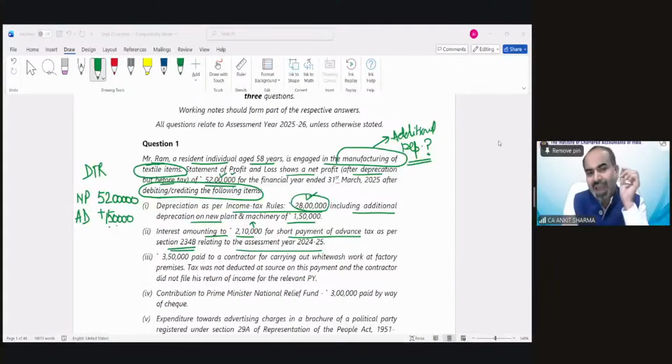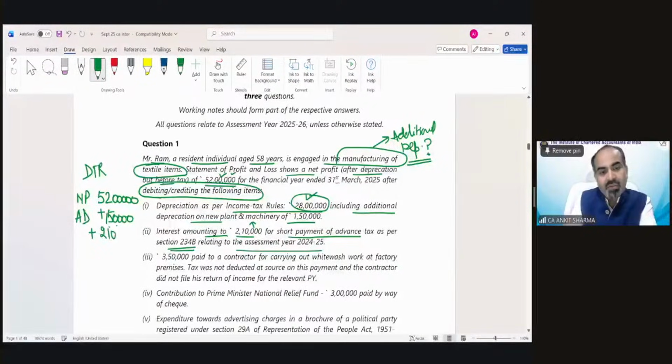So this payment of 2,10,000 is payment of interest on advance tax, which is a part of income tax. In case of direct tax, you cannot claim the direct tax deduction, and you cannot claim the interest deduction as well. So this should not be allowed and we have claimed this. So we need to add it back. Understood?